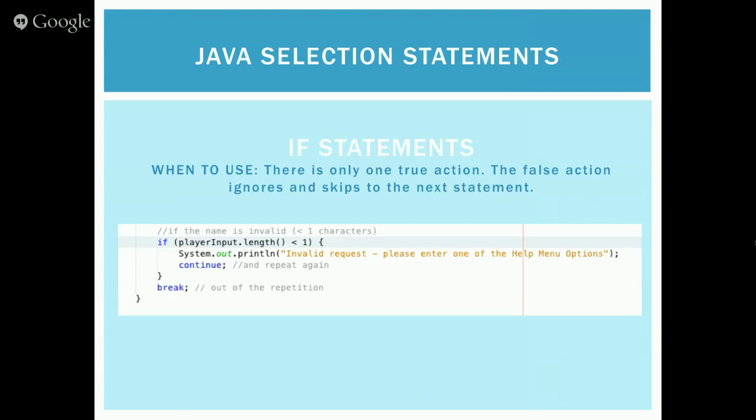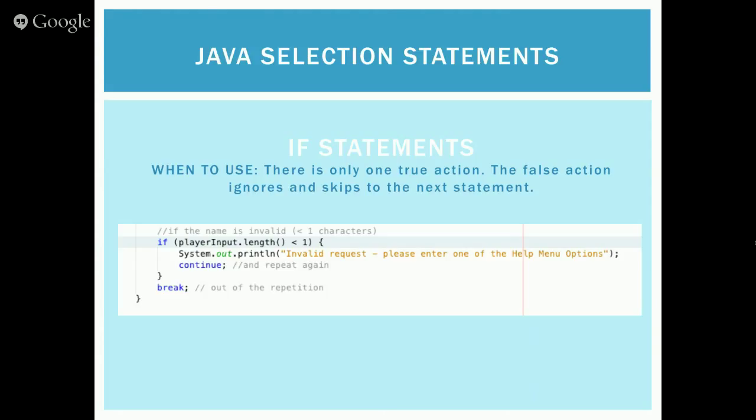So the first thing we're going to go over is our selection statements. Selection statements are used when you want a certain action to take place. There are 4 of them. The first one I'm going to talk about is if statements. These are used when you only have one true action. If it's false, it completely ignores that section of code and skips to the next statement.